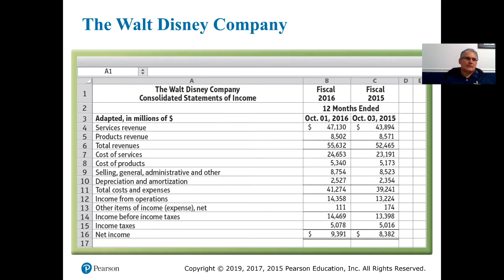But you could see on row 3, it says amounts in millions. So you would add six zeros to the end of it. So this is really 9,391,000,000. And then in 2015, they made 8,382,000,000. So you have your service revenues, which is the income that came in, total revenues listed here, and then all of your expenses listed to give you your net income.